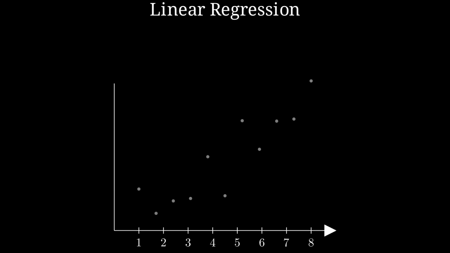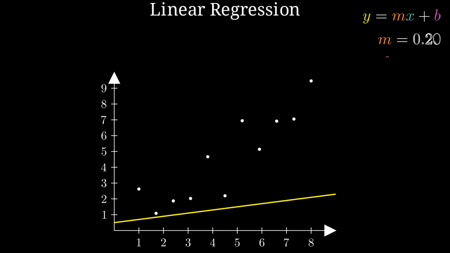A linear regression is the hello world of machine learning, the one we all start with. It tries to model the relationship between variables, in this case, these data points, using a straight line. We can start with an initial guess for the line, but it usually won't fit the data perfectly.